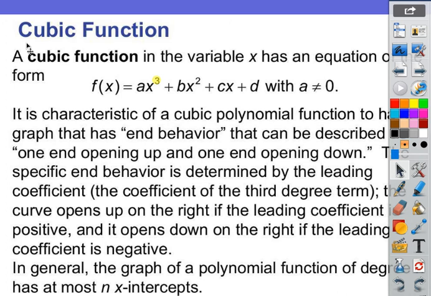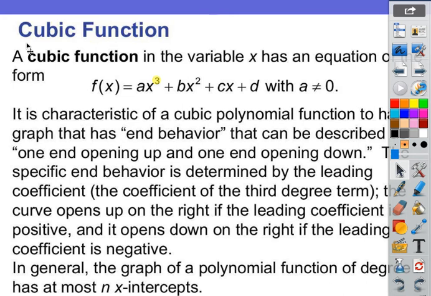The end behavior is going to be one end going up and the other end going down. We talked about that earlier when we talked about polynomials. Odd functions have one end up, one end down, and even functions have both ends up or both ends down. That is part of this lesson a little bit later on.